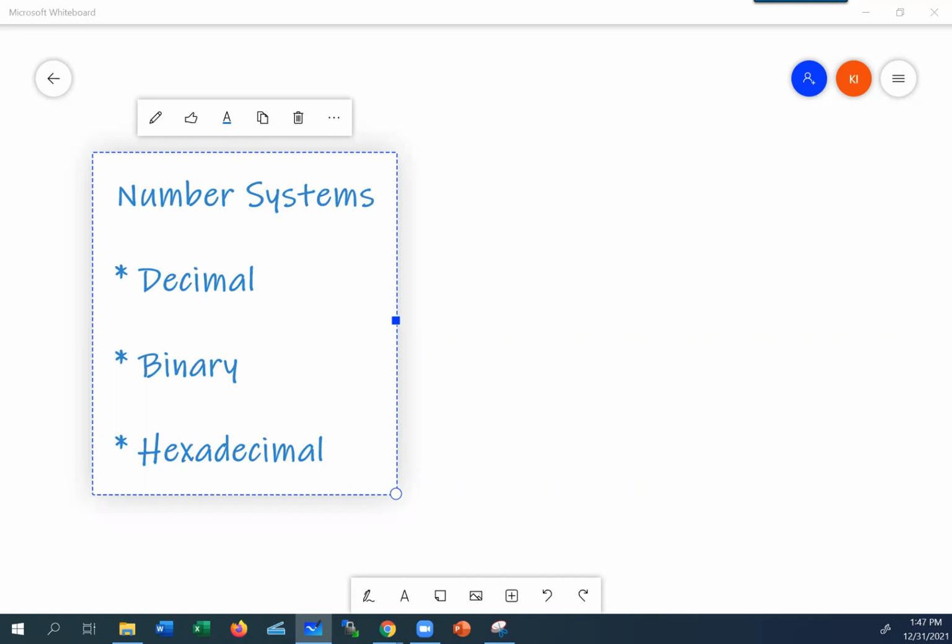Welcome back to another session. This time, what we're going to do is focus on numbering systems. And the three we're going to focus on is decimal, binary, and hexadecimal.